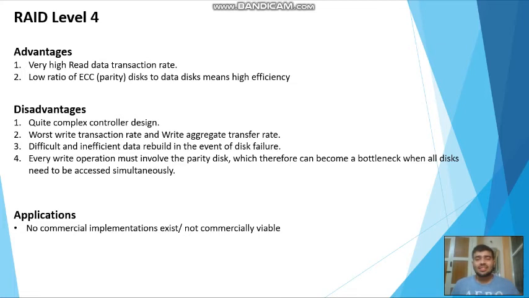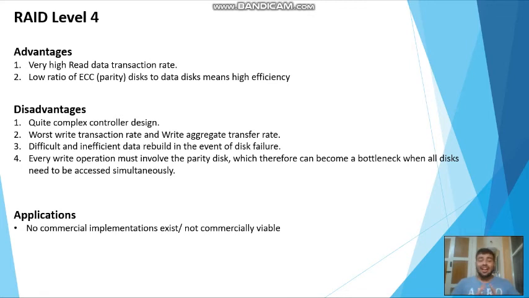But the disadvantages outweigh the advantages that we can receive from RAID level 4. Why? The controller design is quite complex. It has the worst write transaction rate and worst aggregate transfer rate. Again, as I've told you, you need 2 reads and 2 writes for 1 change, which is not ideal for any disk, especially with applications that require great amounts of reads and writes, as we saw with financial software in the earlier slides, right? There is also a difficult and inefficient data rebuild in the event of a disk failure. That means that you have to refer to 2 other data disks and calculate that, which requires a lot of time.